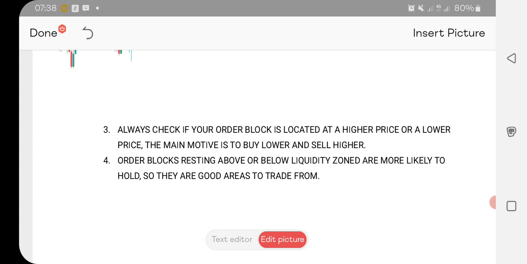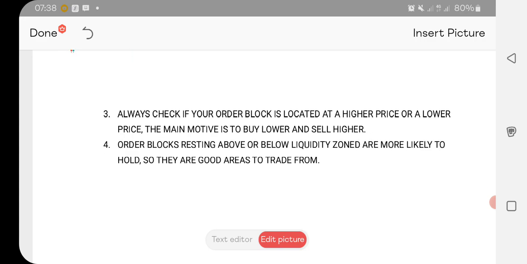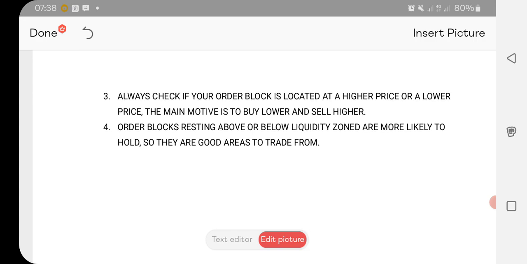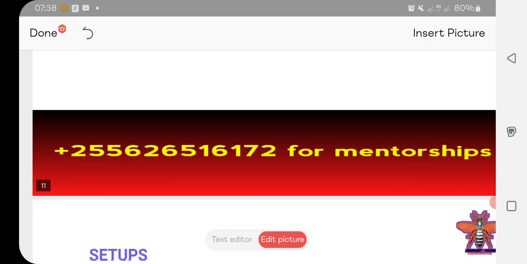The fourth is that order blocks resting above or below a liquidity zone are more likely to hold, so they are good areas to trade from. These are very important points. So you have to check for order blocks resting above or below a liquidity zone, and those order blocks are most likely to be respected.